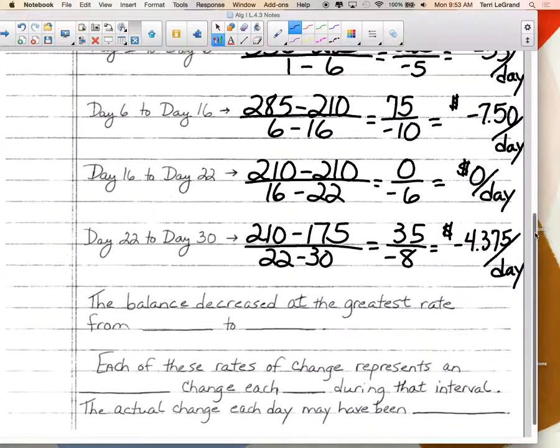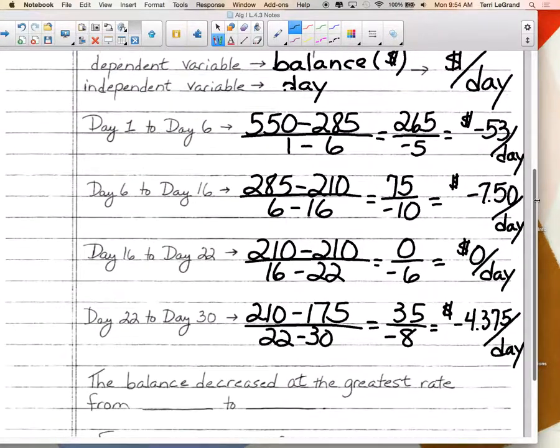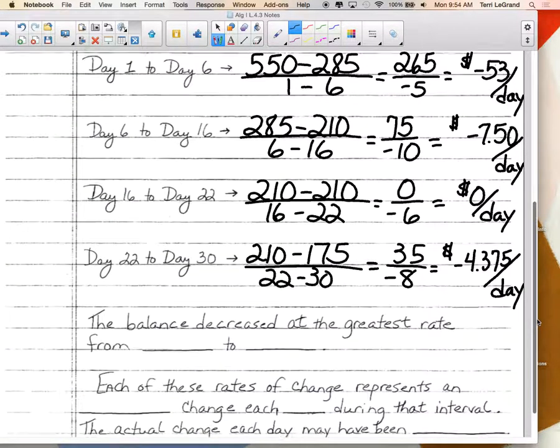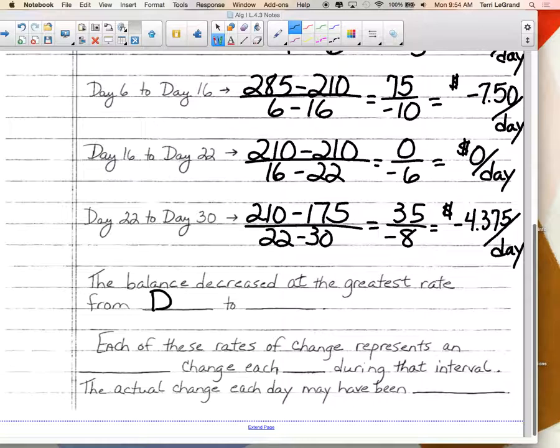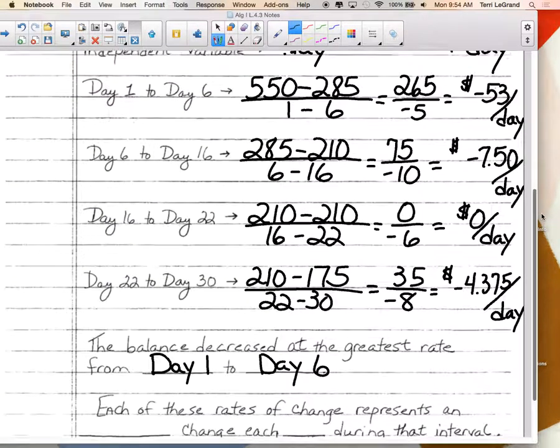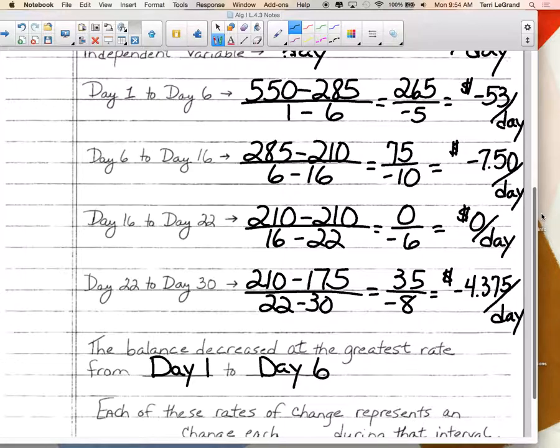Okay, so what was the greatest decrease from? Which interval? 1 to 6. From day 1 to 6, the bank balance decreased at the greatest rate. It was a negative $53 per day. So when we look at the absolute value of each of those, that's the one number furthest away from zero.